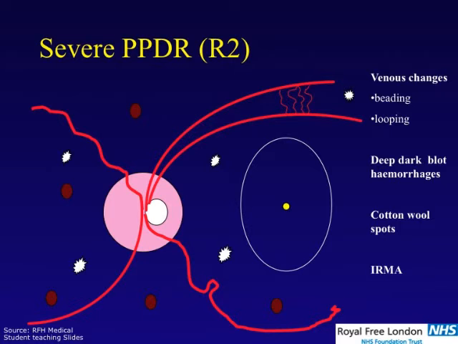What is the more severe stage? Stage 2. We have funny blood vessels, funny loops, more bleeding, more cotton wool spots, and funny little blood vessels that wiggle around. And in the proliferative stage, which is the worst one, you can go blind quite quickly. You get new blood vessels at your optic disc, and you get swelling in the periphery.